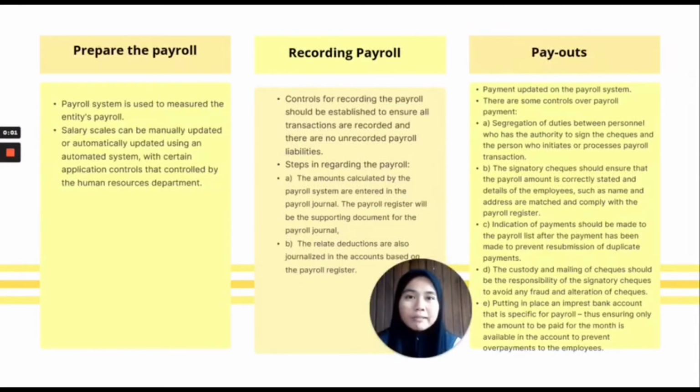Next is preparing the payroll. The payroll system is used to measure the entity's payroll. The business should have proper internal control over the payroll preparation procedure to prevent any risk from occurring. In the payroll system, the salary scale can be manually updated or automatically updated using an automated system with certain application controls that are controlled by the Human Resources Department.